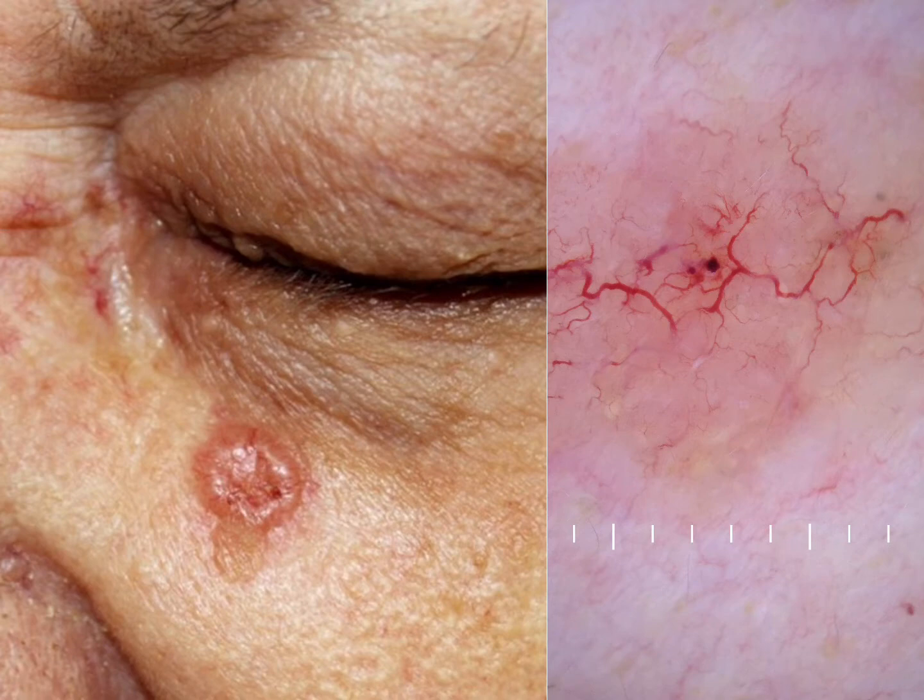Clinically, basal cell carcinomas are characterized by a pearly papule or nodule that is present in the head and neck region, and on dermoscopy, the image on the right shows telangiectasia, which is branching or dilated capillaries or blood vessels.